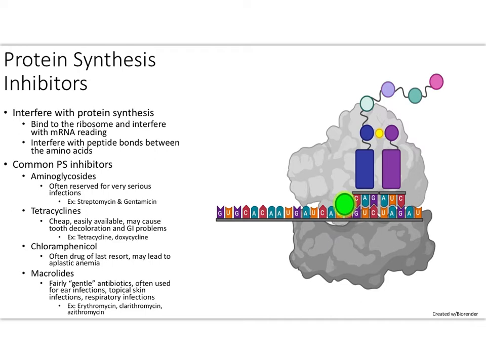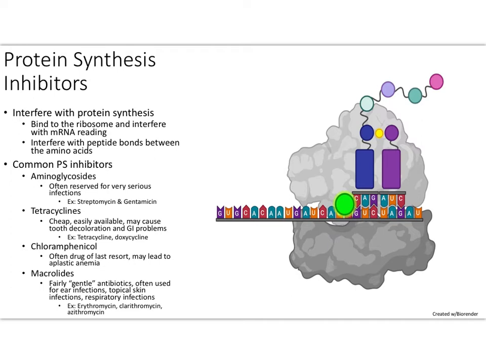Chloramphenicol is another protein synthesis inhibitor. It is just one drug. It's not like a group of drugs like these other ones are. This is oftentimes a drug of last resort. It is, or at least it can be, a very damaging drug. There are a certain number of people who, if they are given this drug, will develop something called aplastic anemia. Basically, they just stop making red blood cells.